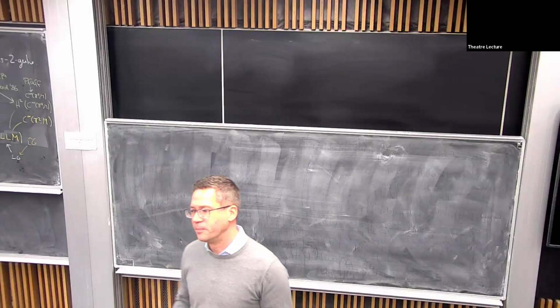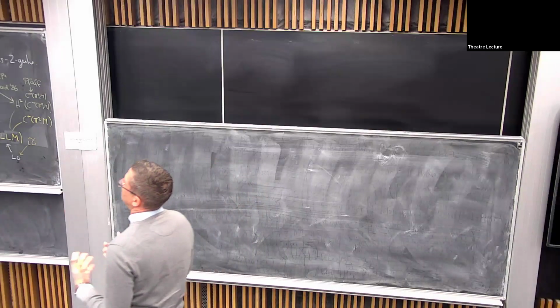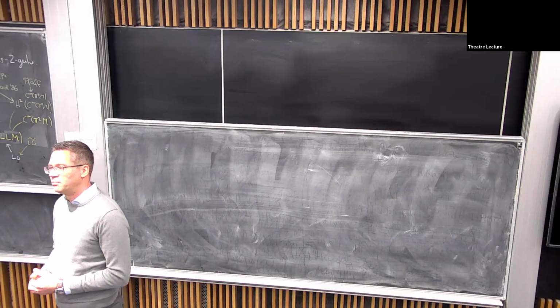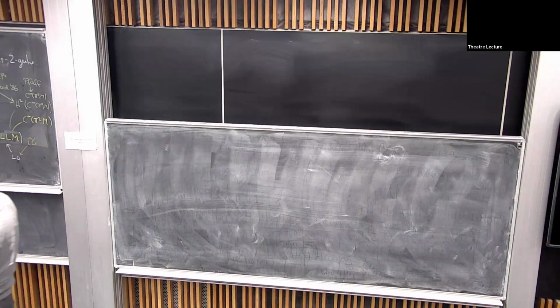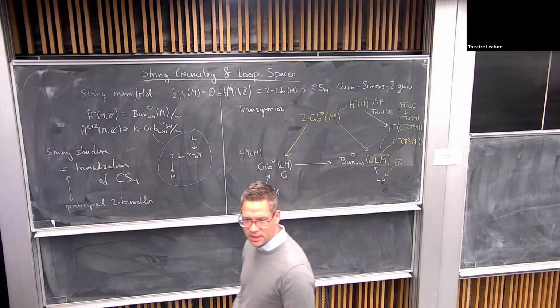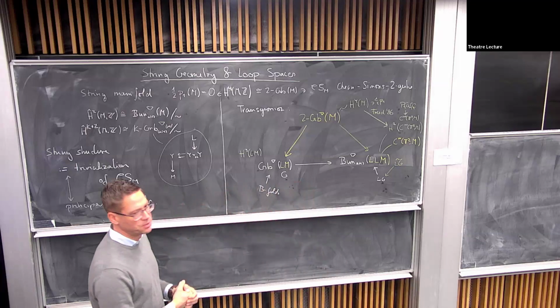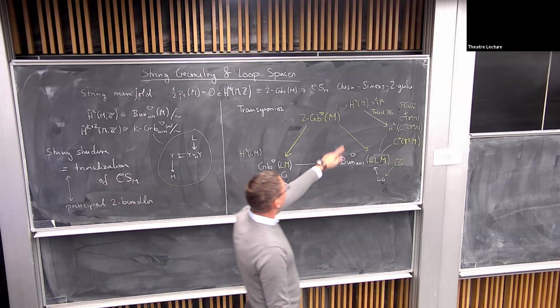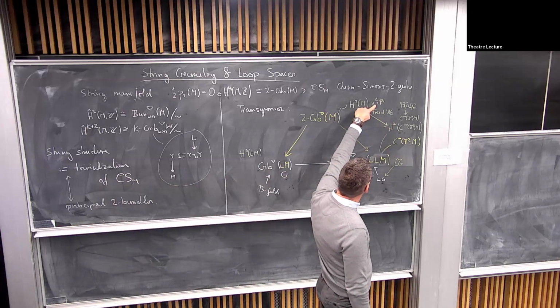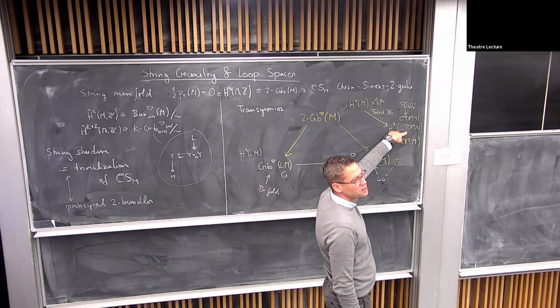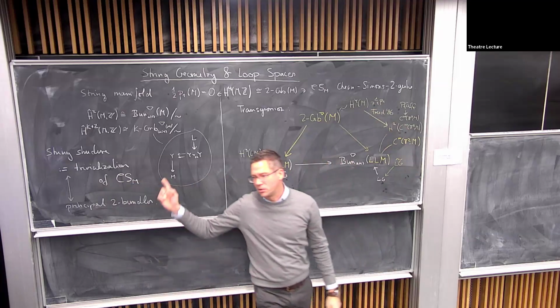You want a function, but it's not a function, it's a section of a line bundle. So what you have to do is trivialize the line bundle, and that means the Chern class of the line bundle must be trivial. And here, it is trivial if this class is 0 because it transgresses to the Chern class. Okay, that's why we're interested in string manifolds.